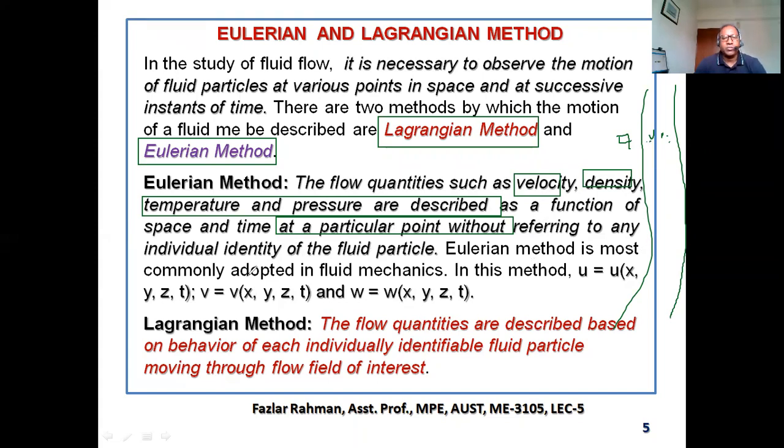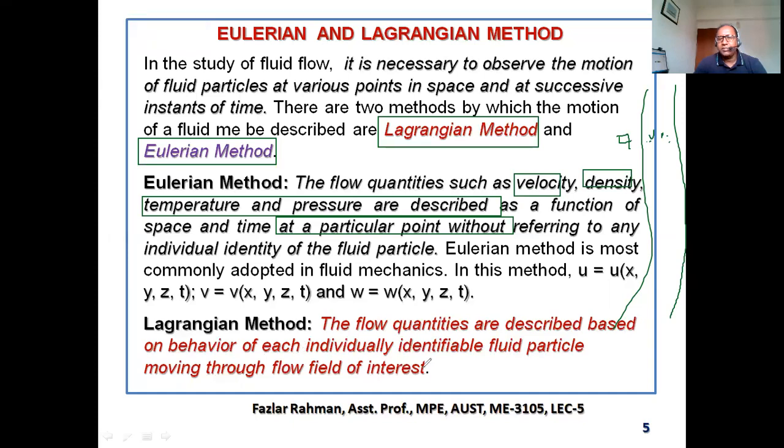The Eulerian method is most commonly adopted in fluid mechanics, and in this method, the fluid velocity has three components: U, V, and W. W is the velocity component along the z-axis, and all the components of velocity in the x, y, and z directions are functions of time.